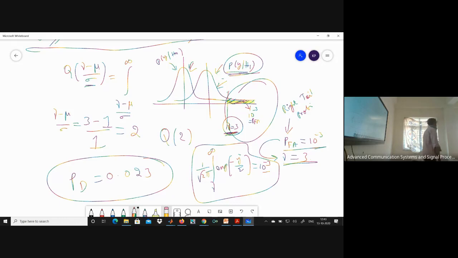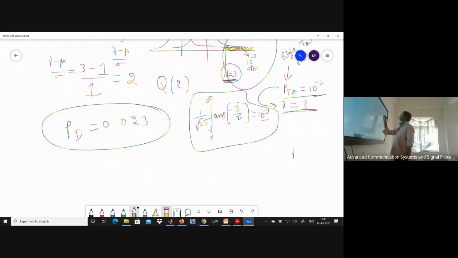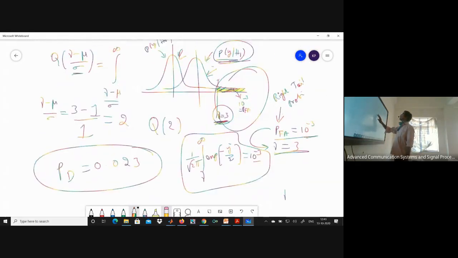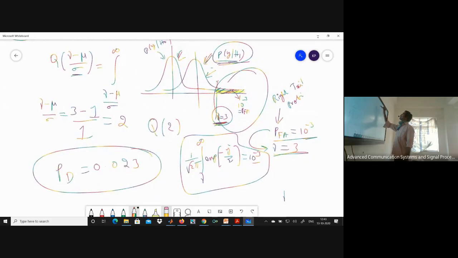Okay. Now, for this value of gamma, what is the probability of detection? I would like to identify. What is the probability of detection for this value of gamma? So for that, you are supposed to integrate the second curve. You are supposed to integrate the second curve from gamma to infinity. That will give you the probability of detection.